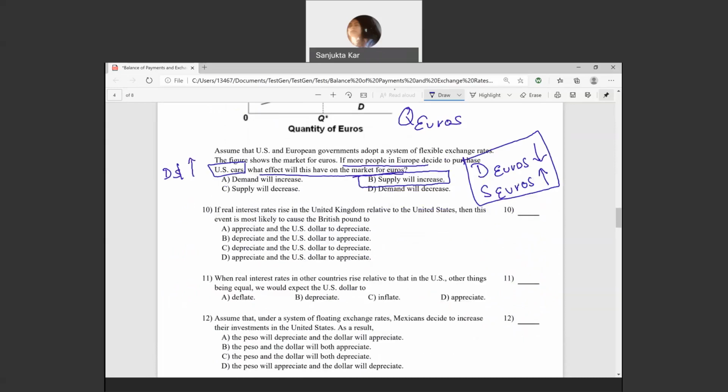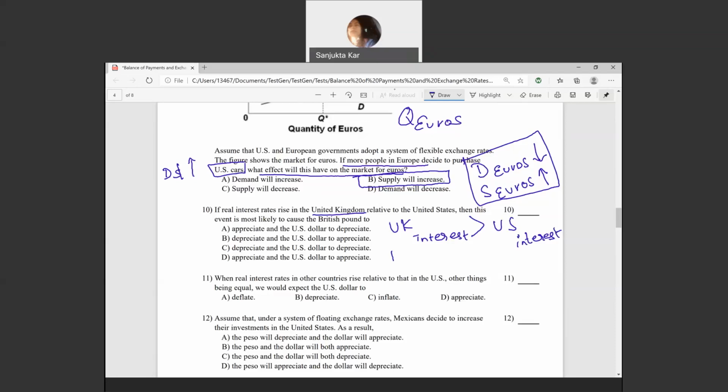Question number 10. If real interest rates rise in UK relative to US, then what is this going to cause? Let me write it down here. For United Kingdom, the real interest rates are higher than US interest rates, so people are going to demand more British pounds compared to US dollars.